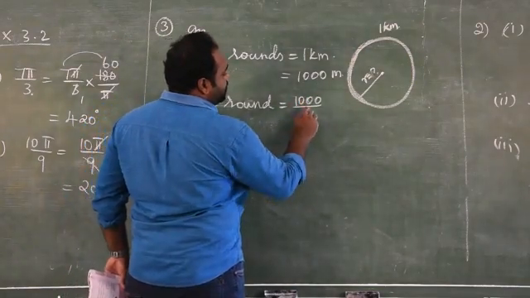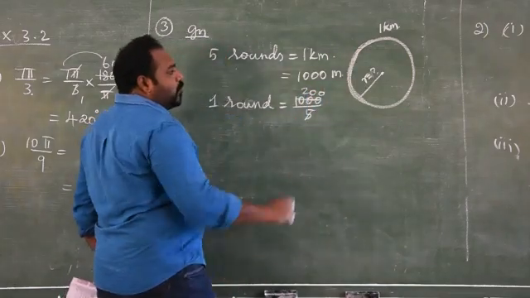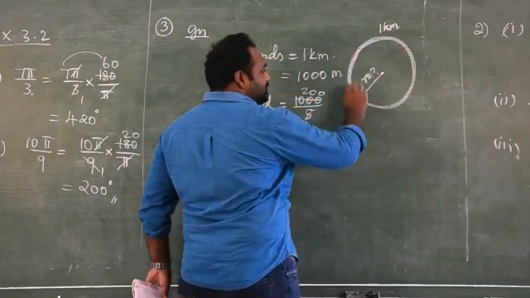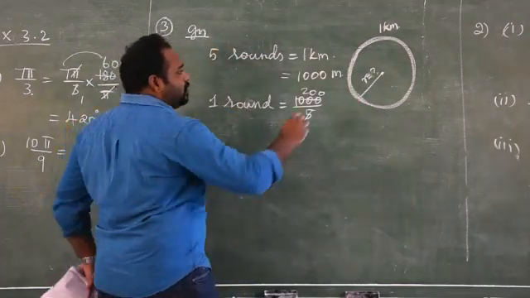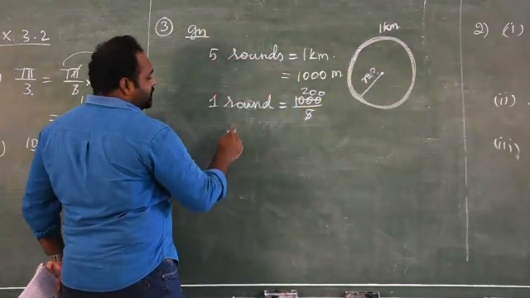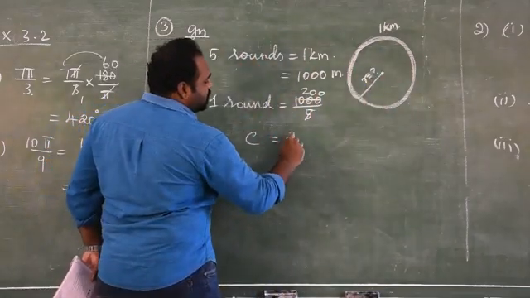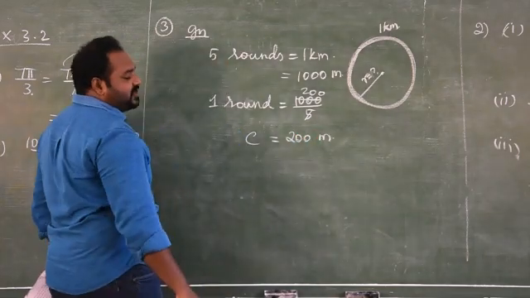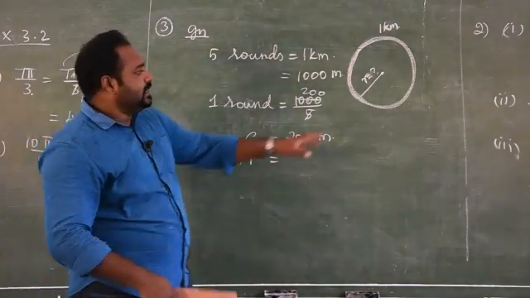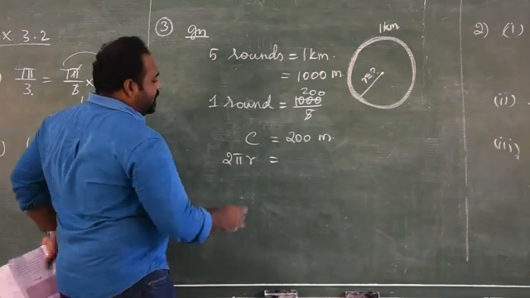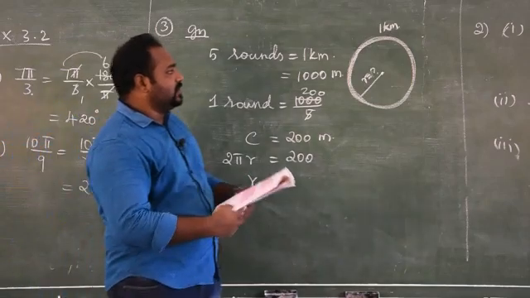1000 divided by 5. If I cancel it, this is 200. So one circle's circumference equals 200 meters. So one round equals 200 meters. It is called the circumference of the circle. The circumference formula for the circle we know is 2 pi r. So 2 pi r equals 200. So I need to find r. They are asking to find r.